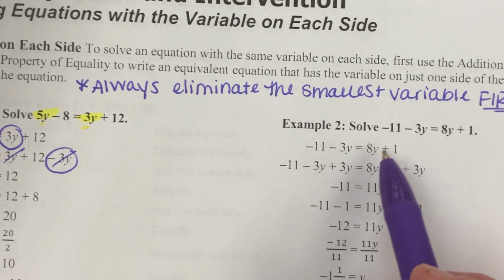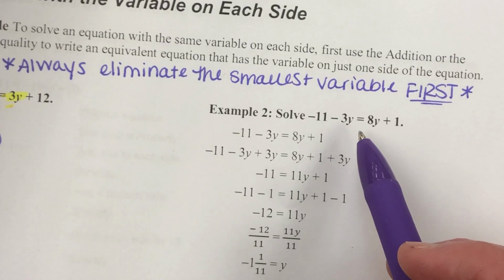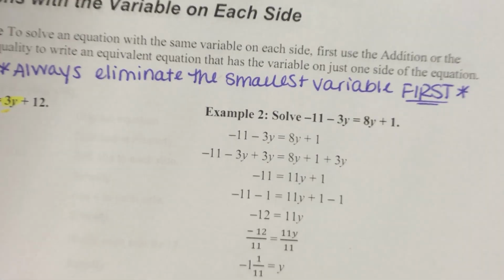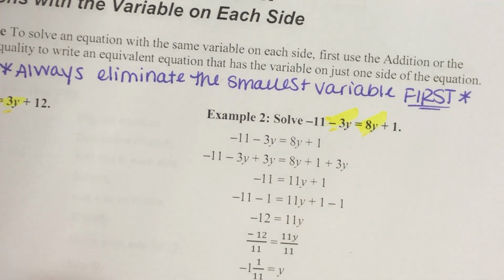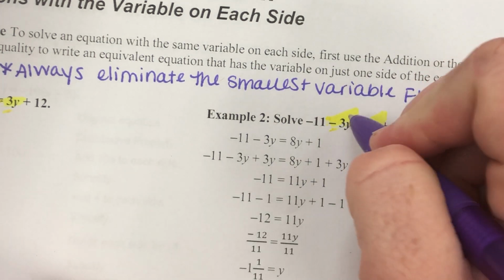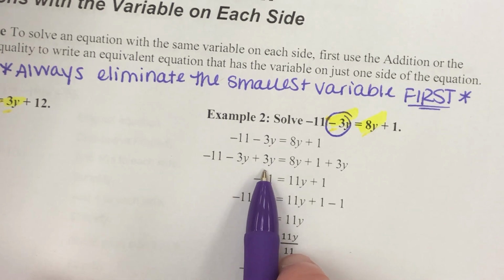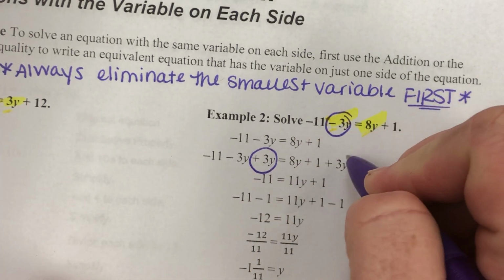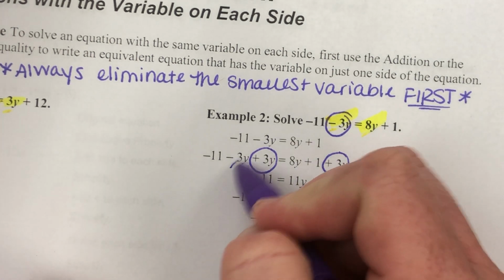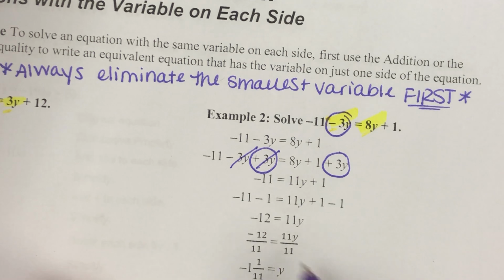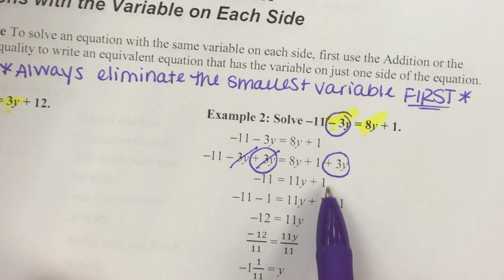Okay, example 2. Solve negative 11 minus 3y equals 8y plus 1. Here, my smallest y is negative 3y. I've got two y's here. Let me highlight this one. Out of negative 3y and 8y, negative 3y is the smallest. So to get rid of negative 3y, I'm going to add 3y. And whatever I do on one side of my equal sign, I have to do to the other side. So when I add 3y, it cancels those out. And I'm left with negative 11 equals 8y plus 3y is 11y, and I still have this plus 1.